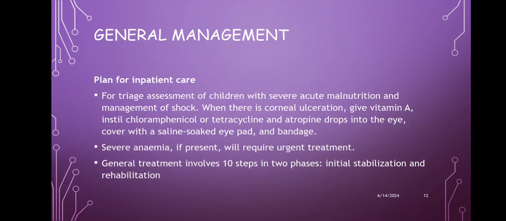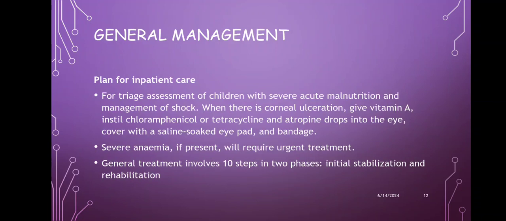The general management includes triage assessment of children with severe acute malnutrition and management of shock. When there is corneal ulceration, you give vitamin A, instill chloramphenicol or tetracycline and atropine drops into the eye, cover with a saline-soaked eye pad and bandage. If there is severe anemia, it requires urgent treatment.